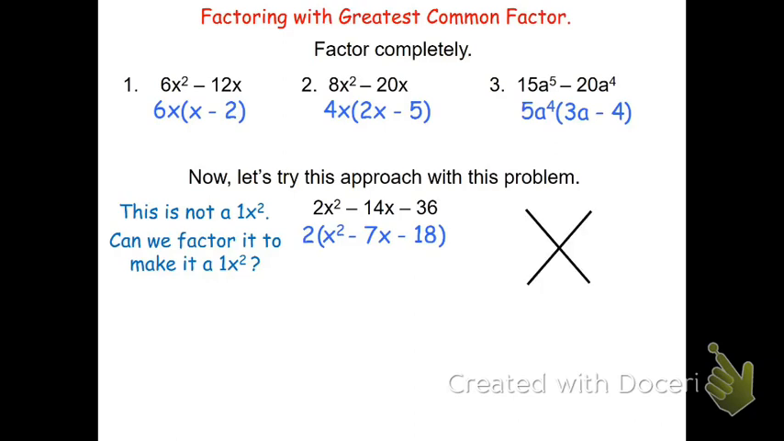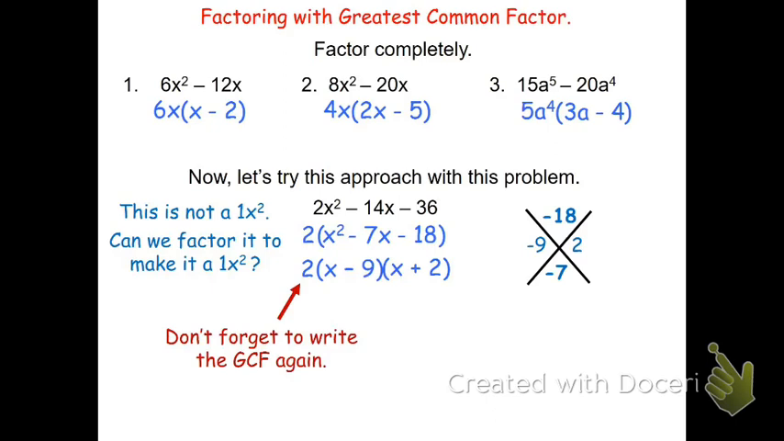To do this, I can use my diamond problem approach and just look for numbers that multiply to be negative 18 and add to be negative 7. It must be negative 9 and positive 2. Negative 9 times 2 is negative 18, and negative 9 plus 2 is negative 7. When I rewrite it, I'm going to say it's 2 times the quantity x minus 9, times the quantity x plus 2. If you took out a greatest common factor to start, don't forget to write it again. That 2 has to be there. Without it, if I was to multiply this out, there was no way that it would become a 2x squared.